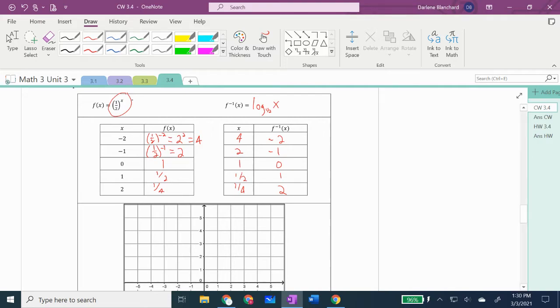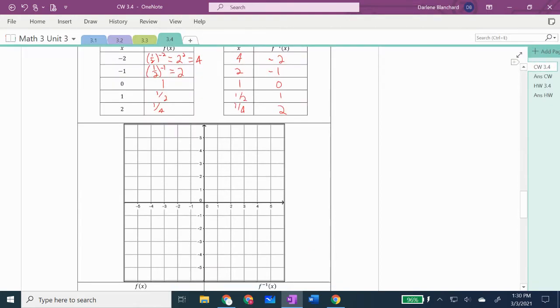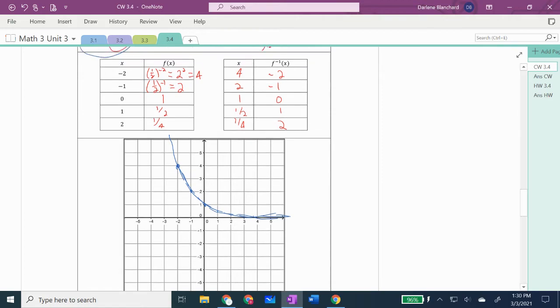And I'm going to plot the points of the exponential function that we have. So I have negative 2, 4, negative 1, 2, 0, 1, 1, 1/2, and 2, 1/4. And you should be seeing the familiar exponential decay graph. And that's going to create a slightly different looking logarithm. When that is reflected over the line y equals x, it will go through the points.